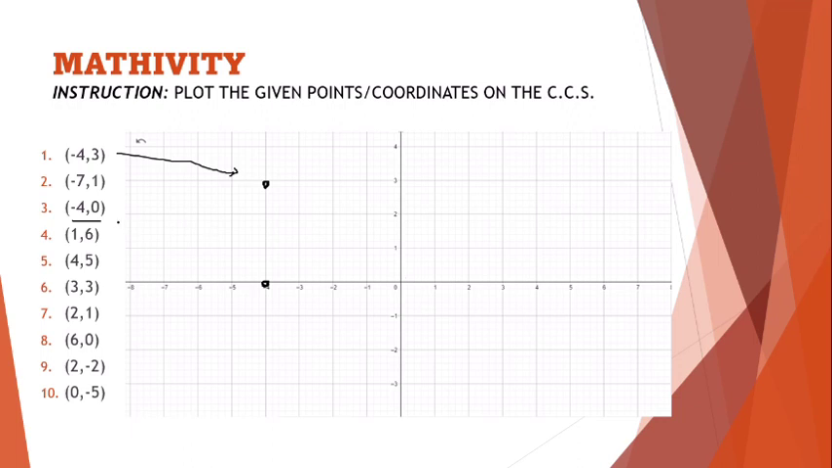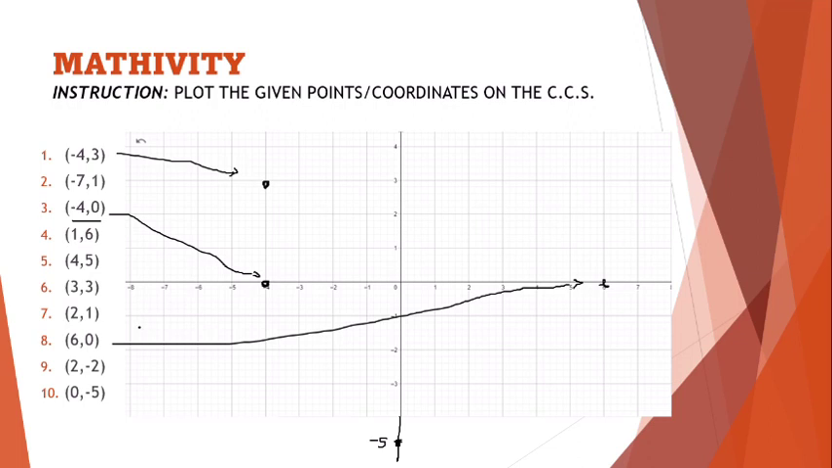Hindi nyo pupuntahan yung 0, ha? Ano pa? Paano kapag baliktad? 0 nyo ay x. O, 0. O, nasa yung negative 5. So, di na siya ma-reach out. So, let us imagine this is negative 5. How about 6, 0? 6, 0. 6 ang x nyo. Dito lang yun.